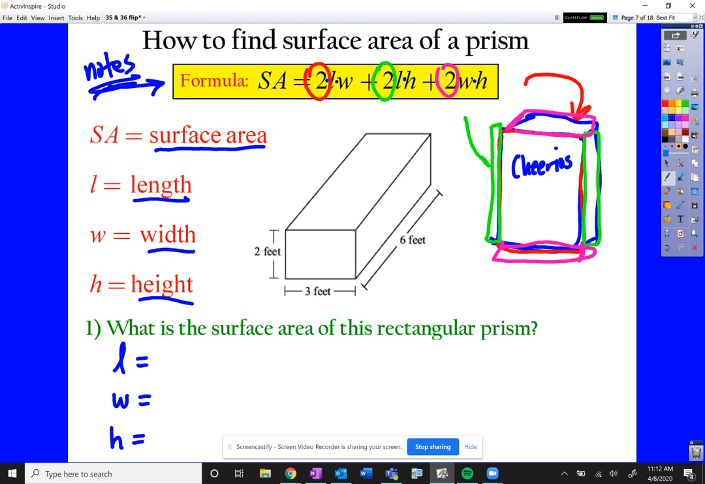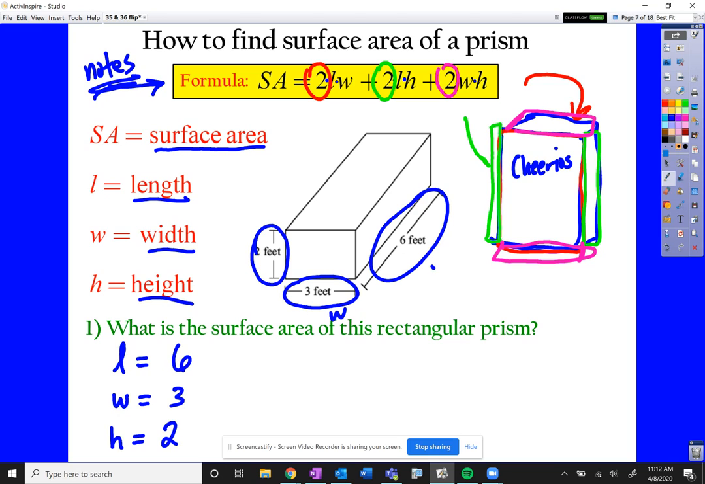I usually just make length the longest. So like, let's make the length 6. Let's make the width 3, and then the box looks like it's about 2 feet tall. So I usually say that's height. So length, width, and height. Get your dimensions, use the formula. It's that simple. Let's do it.